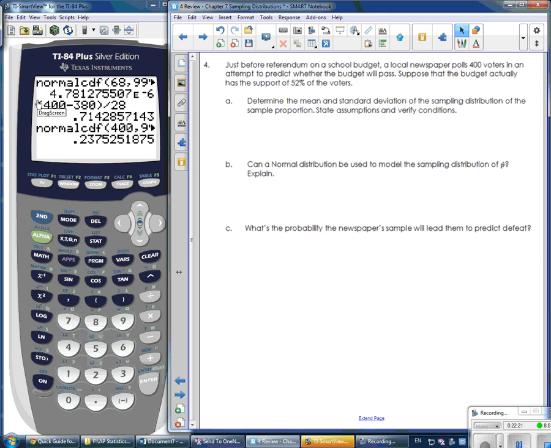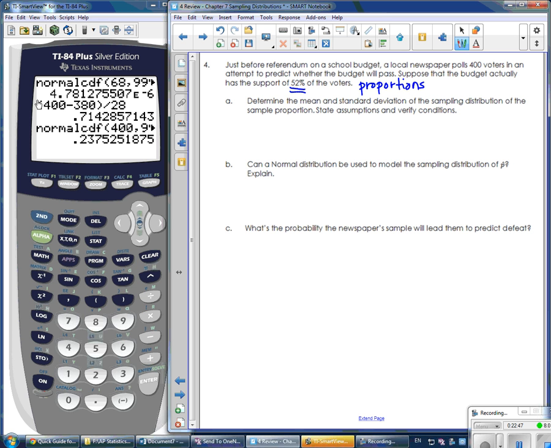Okay, so number 4 says, just before a referendum on a school budget, a local newspaper polls 400 voters in an attempt to predict whether the budget will pass. Suppose that the budget actually has the support of 52% of the voters. The first question I want to ask myself is, am I dealing with means or proportions? And I think this is a dead giveaway. As soon as you see something like that, that's an indication that I'm dealing with proportions.